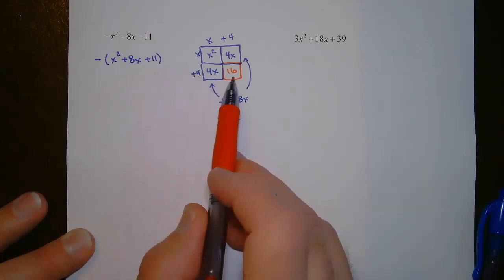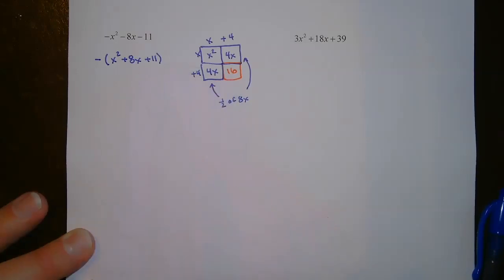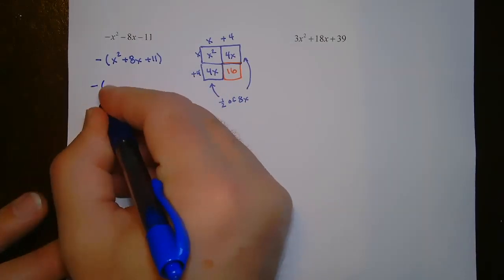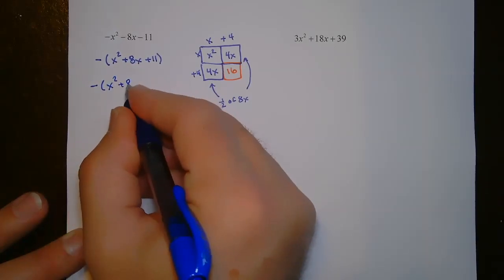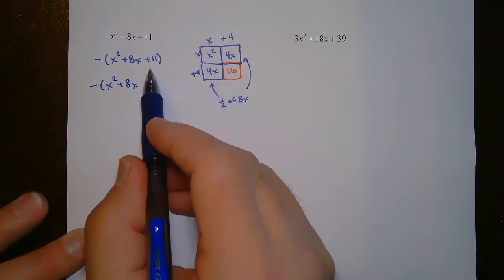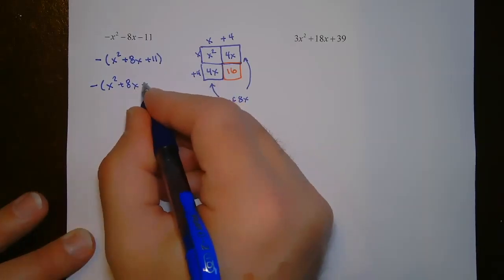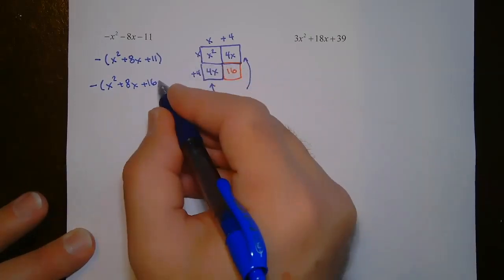Well, 11 is less than this, right? So I'm going to have to actually subtract to get from 16 back to 11. Okay, so this becomes negative, and then parentheses, x squared plus 8x. But instead of writing the 11, I need to write 16. But now I don't have 11, right? So what do I do? Well, I need to subtract 5.